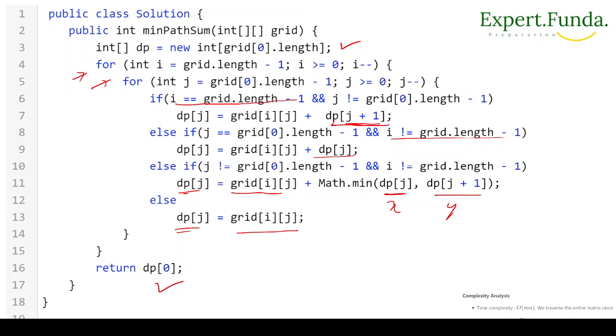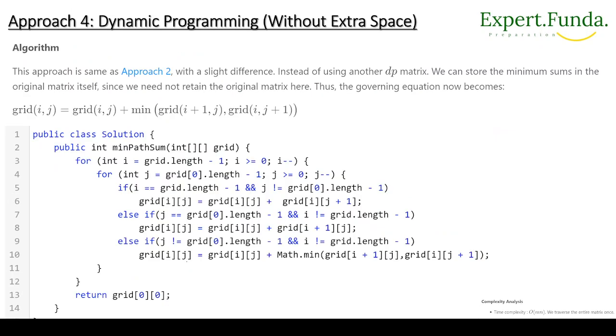dp[j plus 1]. If we are not at the last row, but we are at the last column, in that case we will store at the dp at j, right? And other than this, if i and j are not at the last row and column, then we will find the minimum of dp[j] and dp[j plus 1]. Whichever comes as the minimum, x or y, that will come here, and we will add it using the plus here, right? And this will give the minimum path.